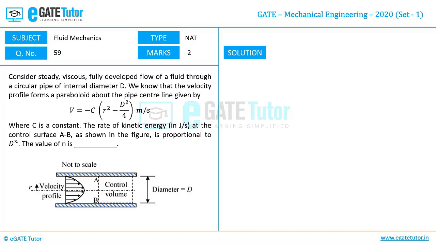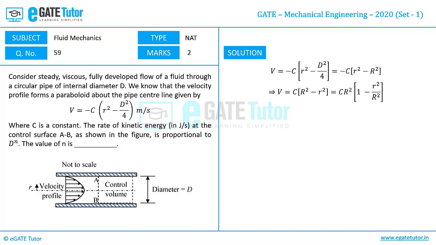First, let us write down the given expression for V, which is nothing but minus C into (small r square minus capital D square by 4) meter per second. By writing D by 2 as R, we will convert this as minus C into (small r square minus capital R square). Taking out minus as common and further taking capital R square as common, we are left with V is equal to C capital R square into (1 minus r square by capital R square).